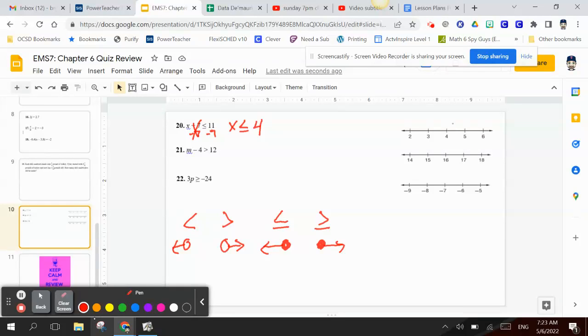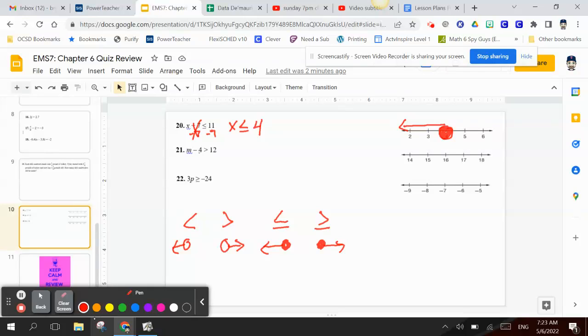So I go to my 4, I put a circle around 4. I look at my sign, it's less than or equal to, so I need a colored in circle, and my line's going to go to the left. My arrow points to the left.